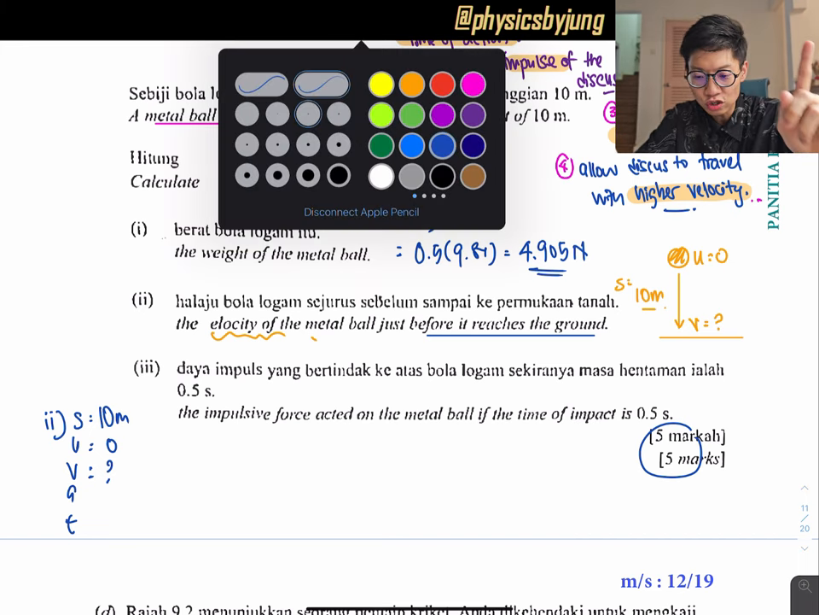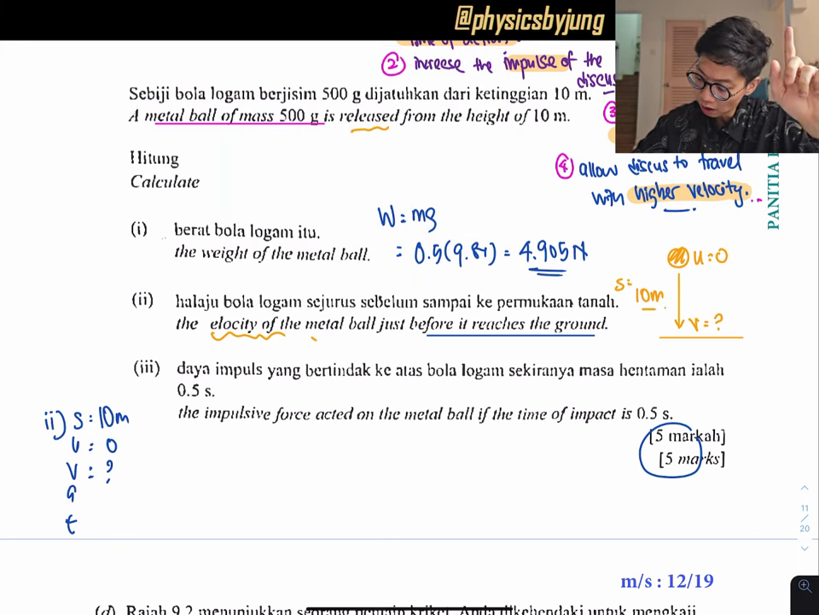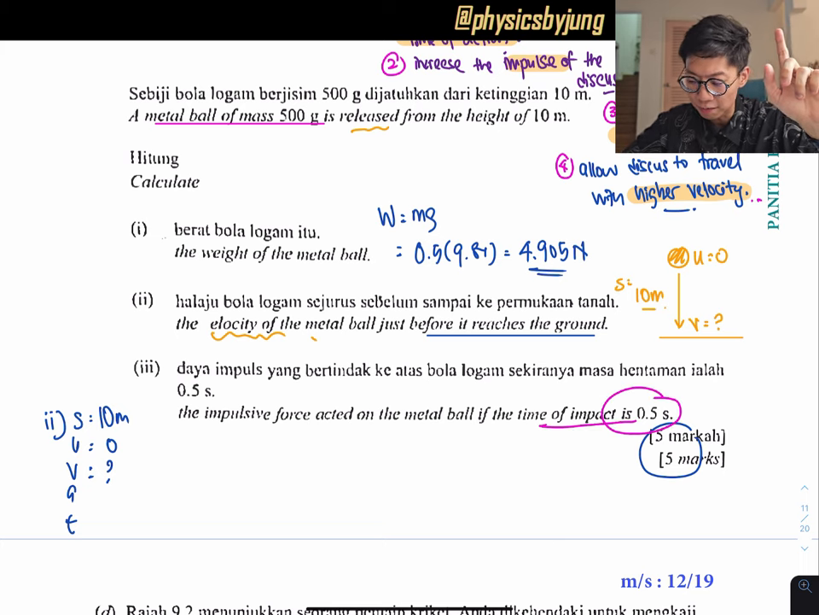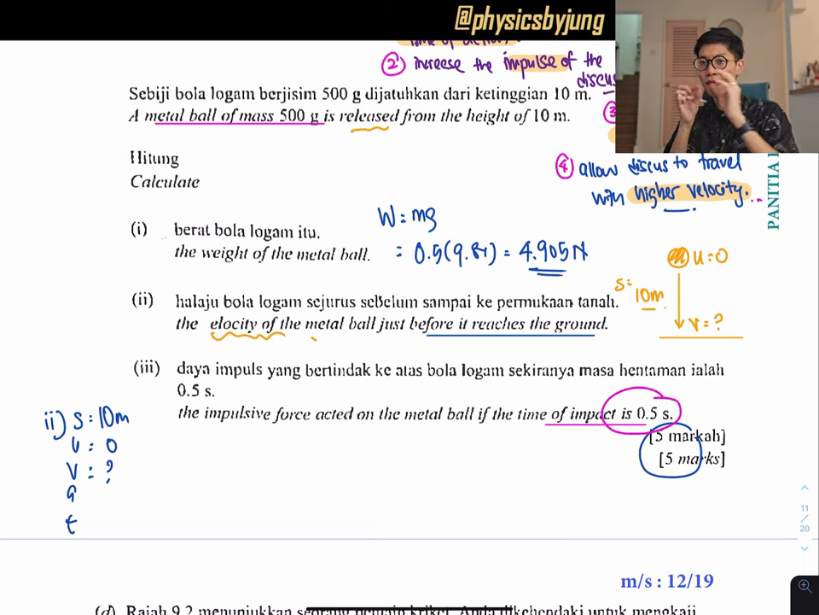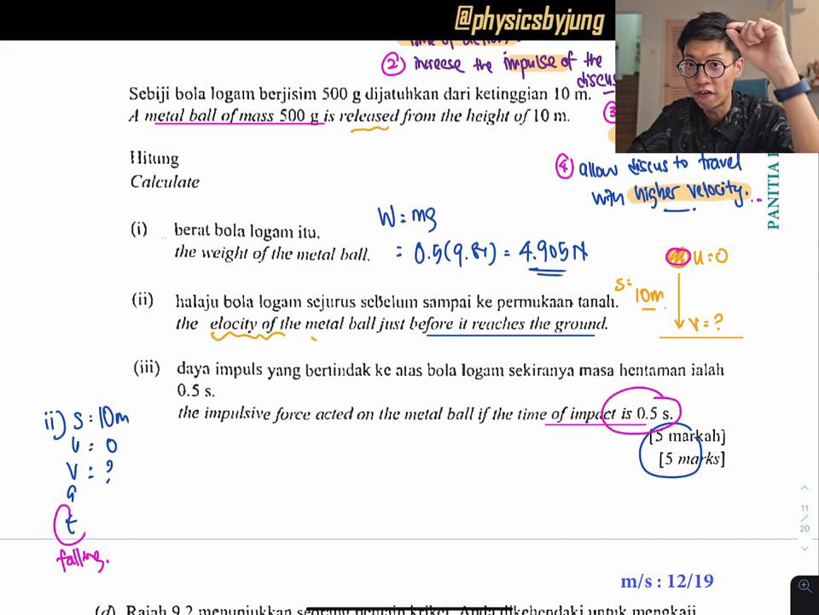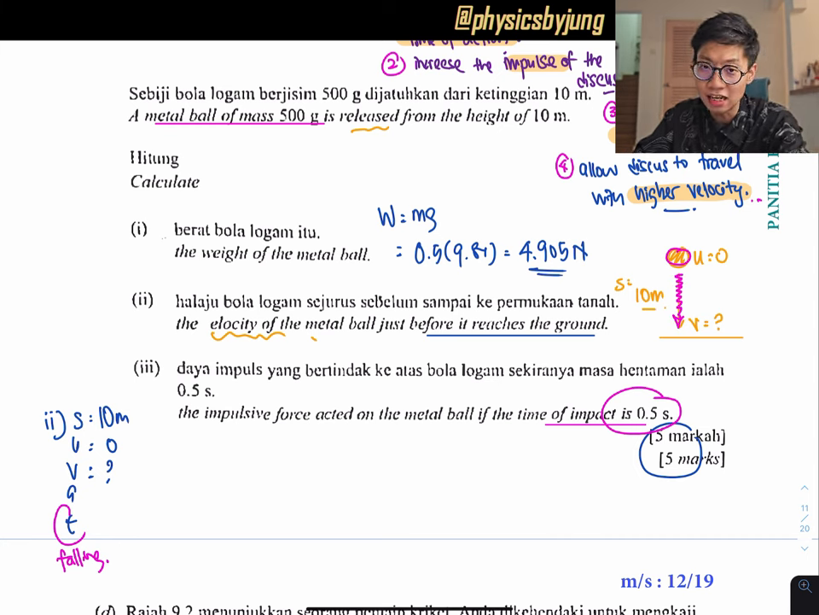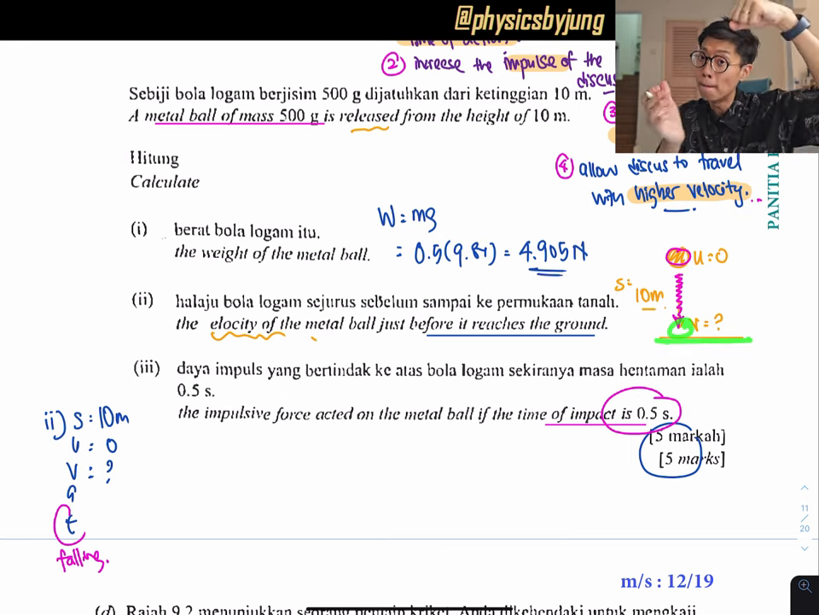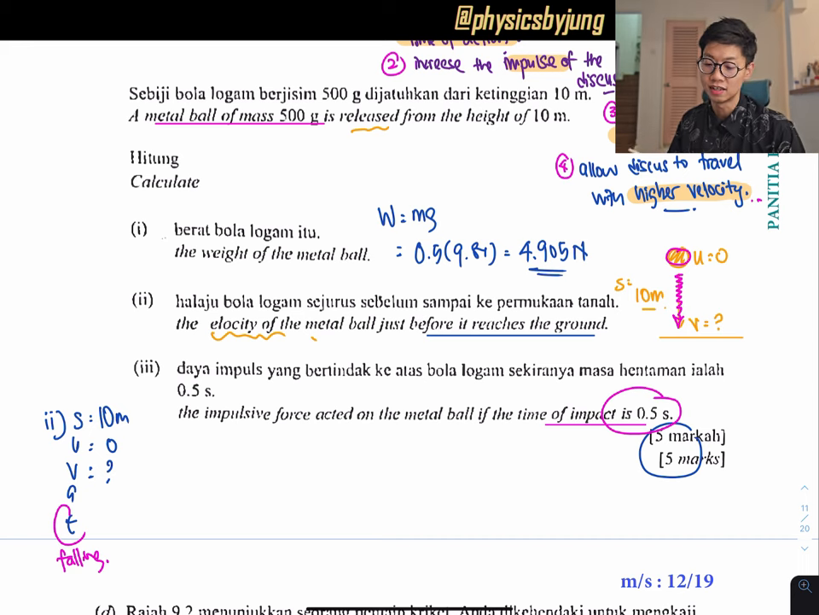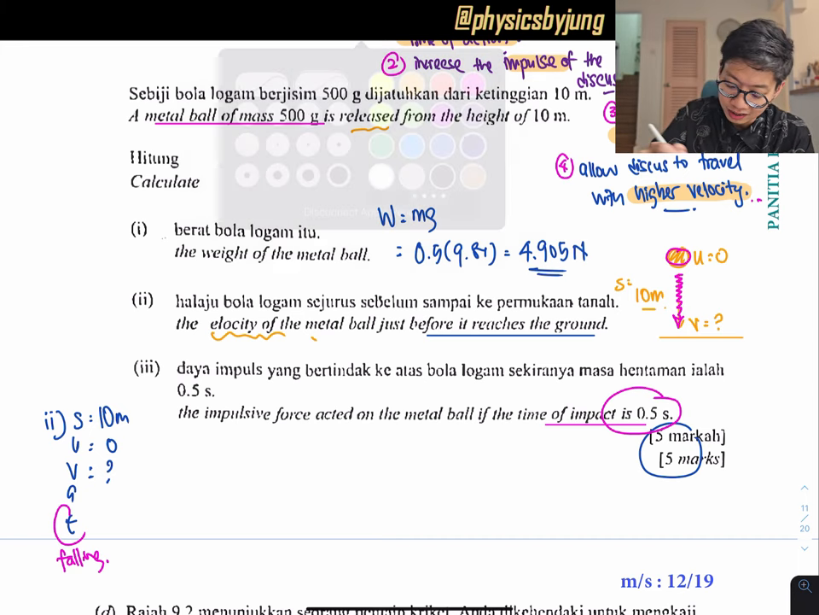There was one student who actually asked me, teacher, no, they gave me the time of impact. Remember, time of impact and the falling time is different. This time is the falling time, which is the time taken for the ball from the top all the way down here. You get what I mean? So this is a totally different thing. You cannot go and put the 0.5 seconds here, because the drop may take more than 0.5 seconds. The 0.5 seconds is when the ball lands on the ground, boom, then 0.5 seconds. So here, actually, we don't really have the time taken.